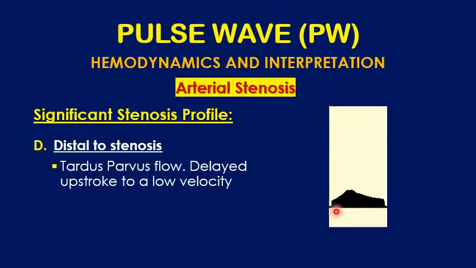These two conditions are called what? Tardus parvus. Tardus means delayed, parvus means lower velocity.